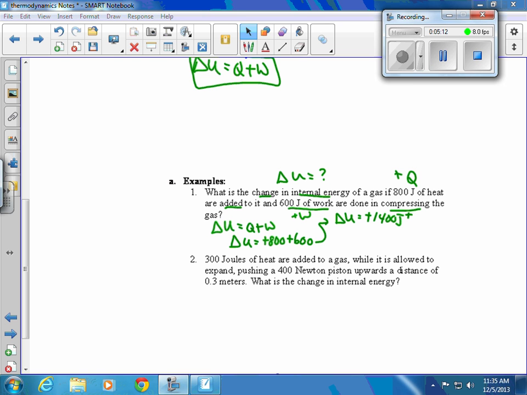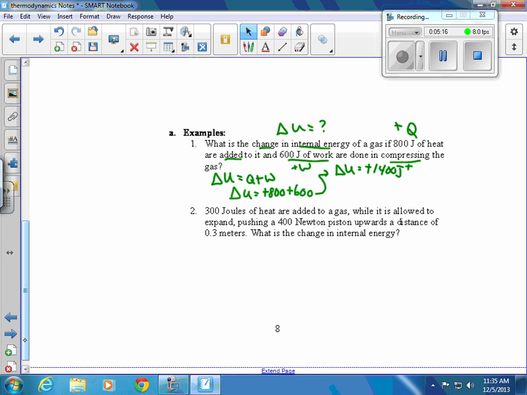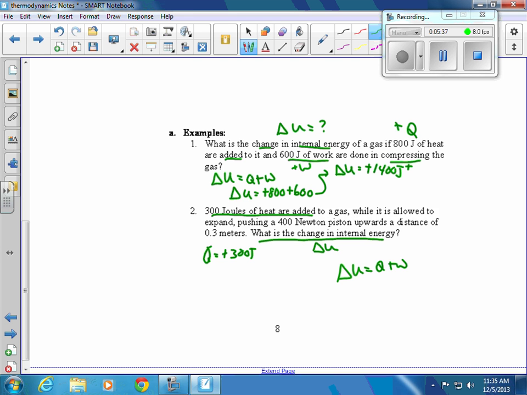Now, the second example is a little bit trickier. Again, what am I looking for? What is the change in internal energy? I'm looking for delta U. I have 300 joules of heat are added. That's going to give me Q is plus 300. Now I know I'm probably going to be using this equation: delta U is Q plus W. I find the Q, I have to find W. The problem is it doesn't give it to you directly.